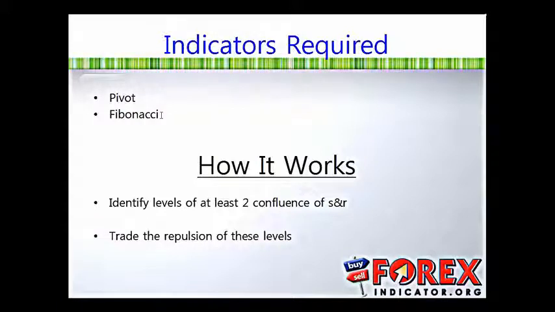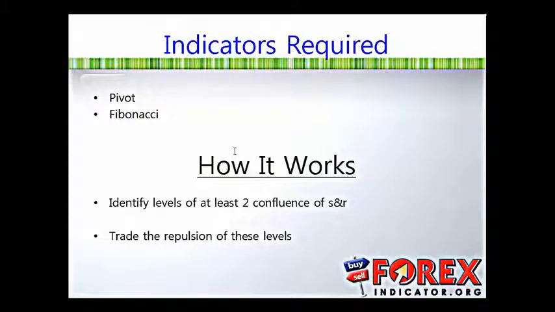So how it works is that you need to identify a level with at least 2 confluences of SNR. You can't just trade based on one pivot point level, or one Fibonacci level, or one major swing high or low level. You need at least 2 of them to show a confluence before you can enter the trade. What we're doing is trading the repulsion of the level: price hits it, and you trade the repulsion of it.